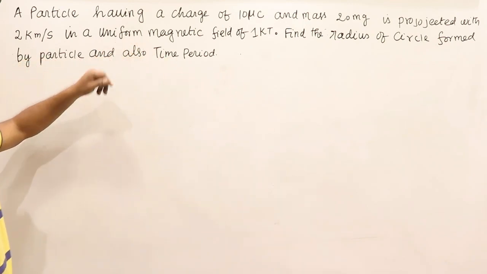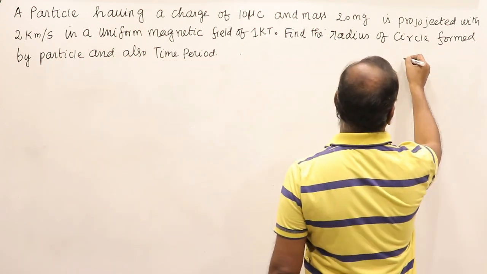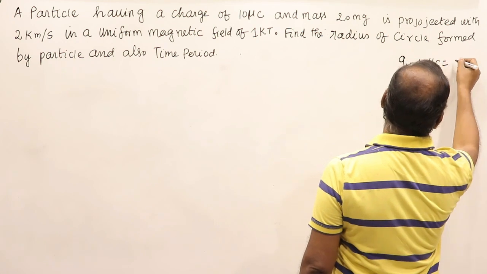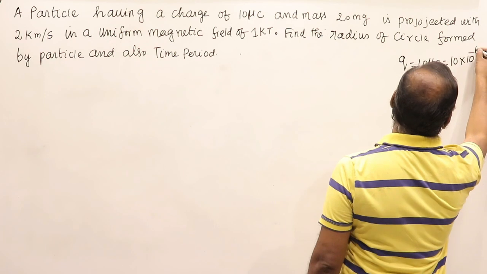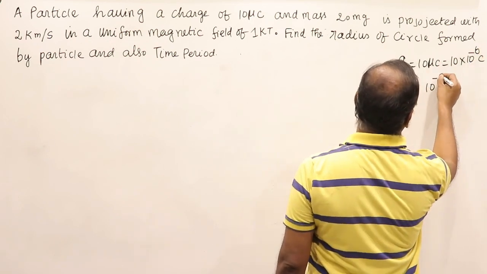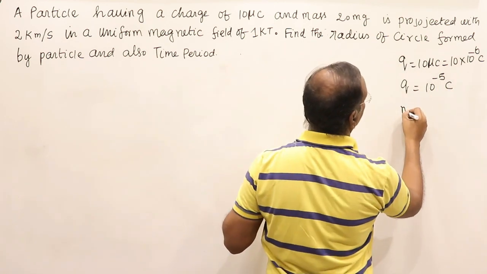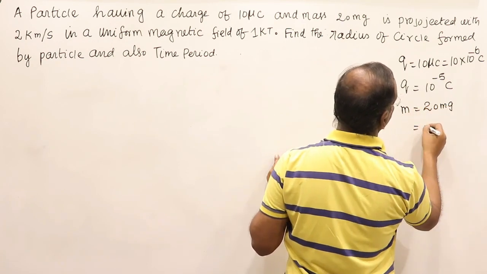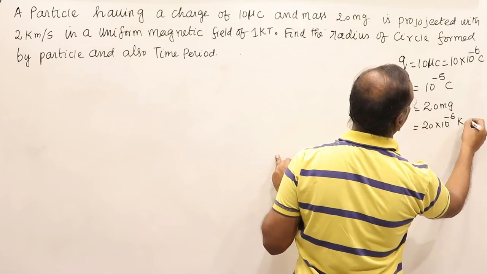A particle having a charge of 10 microcoulomb. Charge is equal to 10 microcoulomb, that is equal to 10 into 10 to the power minus 6 coulomb, or charge is equal to 10 to the power minus 5 coulomb. And mass is equal to 20 milligram is equal to 20 into 10 to the power minus 6 kg.